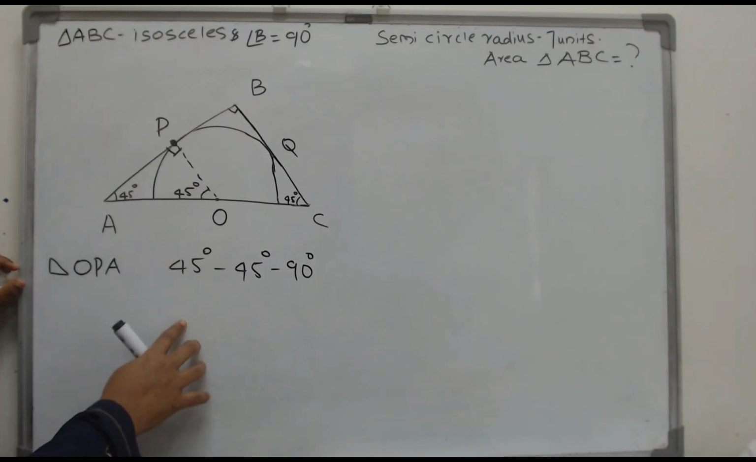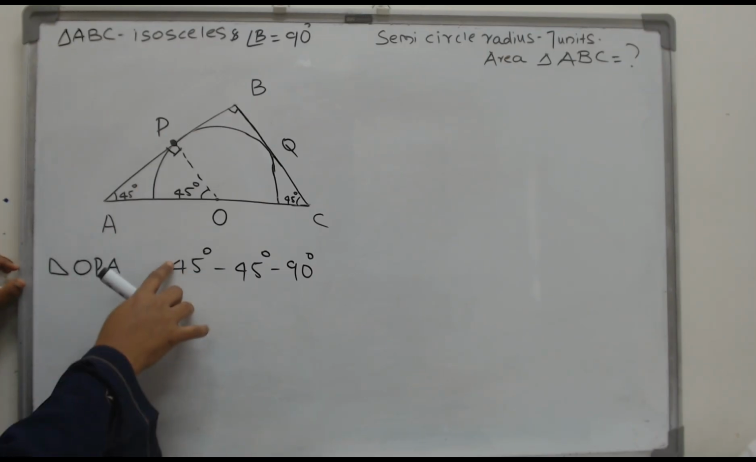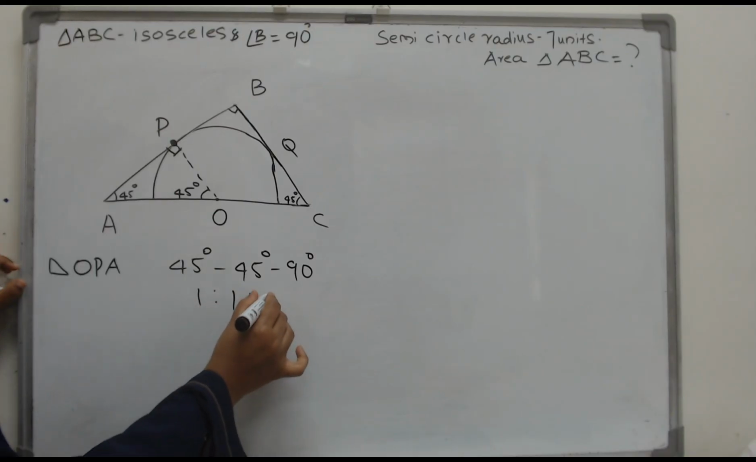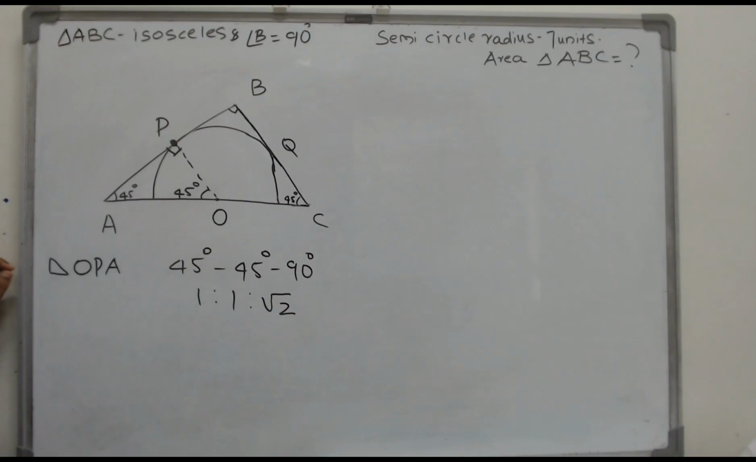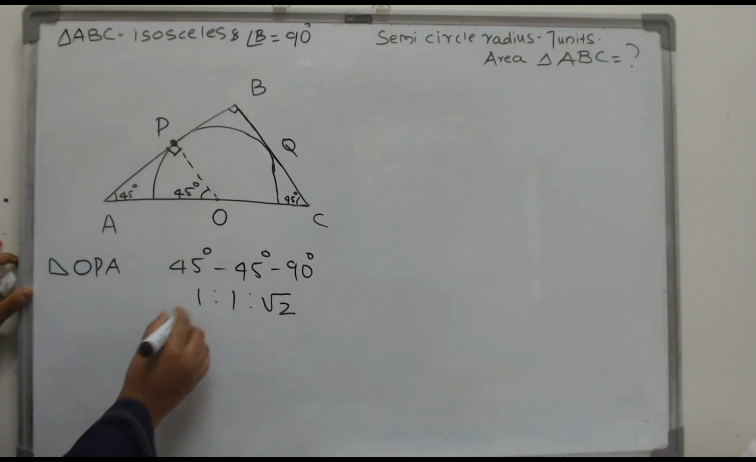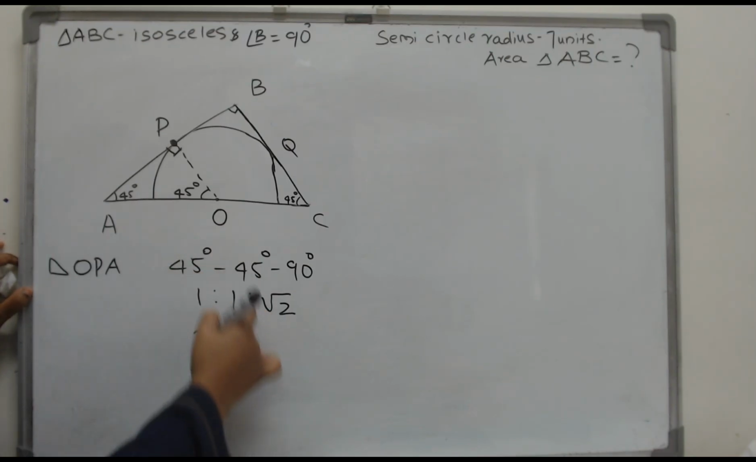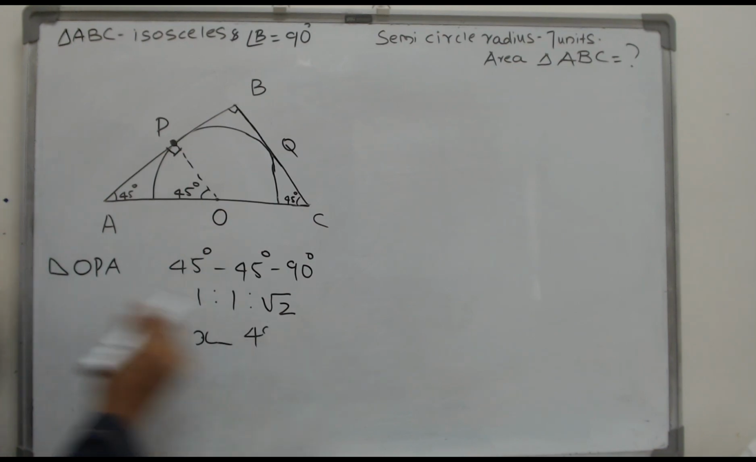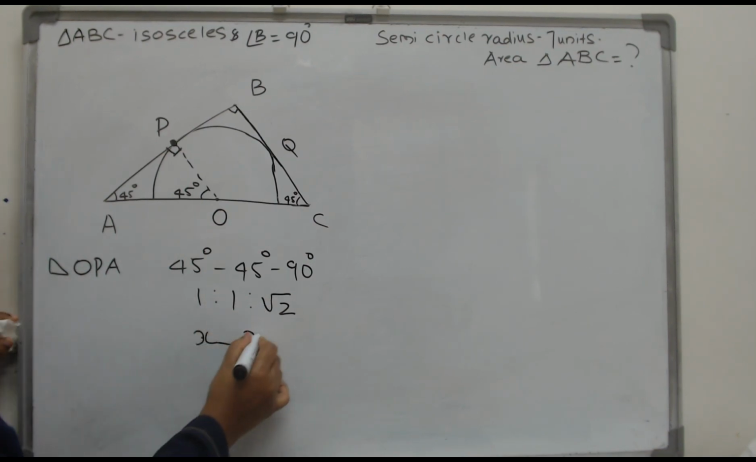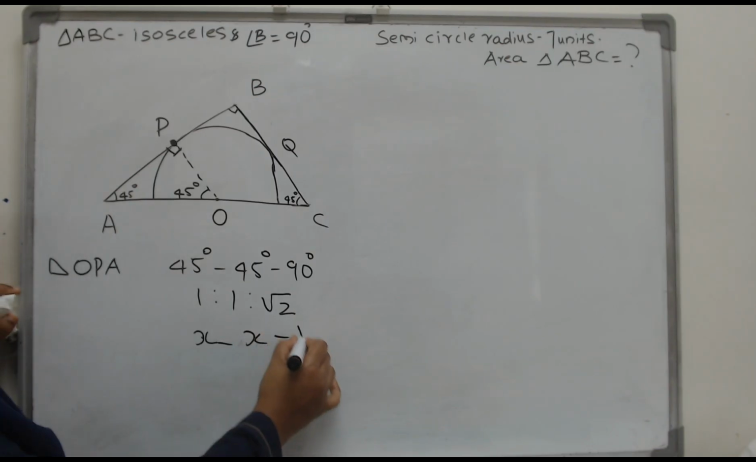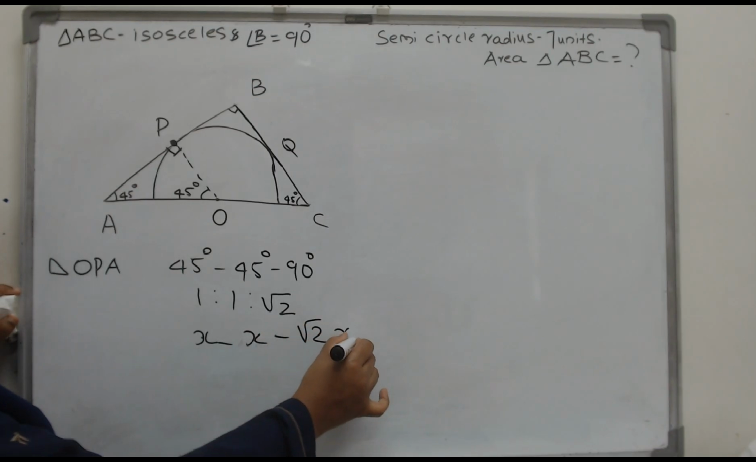Its opposite sides. The sides opposite to these angles will be in the ratio 1:1:root 2. Remember, this is the ratio. This is not the measure. It just means that for some x, if the side opposite 45 is x, then the side opposite the other 45 will also be x. And the side opposite 90, which is the hypotenuse, is going to be root 2x.